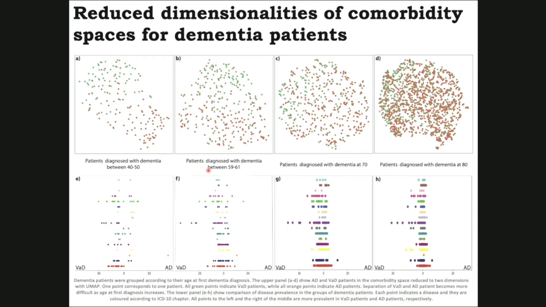These are UMAP plots, where you see the two diagnoses in green and red. And here the patients are age aligned, so 40 to 50 to the left, and then 59 to 61, and those just being 70 in the third one, in C, and in D, those just at 80.